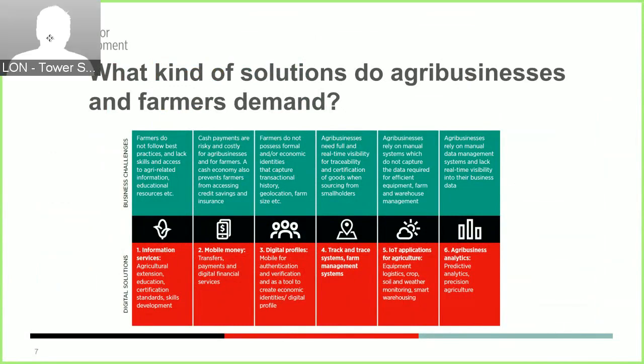Another area of opportunity, if more nascent, certainly a nascent area in developing markets, is IoT applications for agriculture. So there are a range of agricultural machine-to-machine end-to-end applications. If you think about equipment logistics, sensor-based type of solutions like crops, soil, weather monitoring tools, and smart warehousing tools. We'll mention a few names of tech providers in this space in one of the next slides.